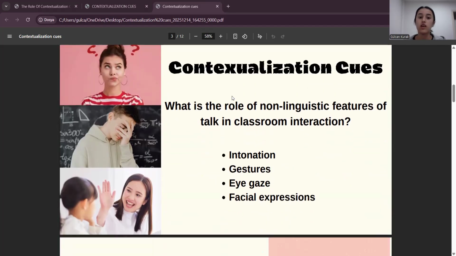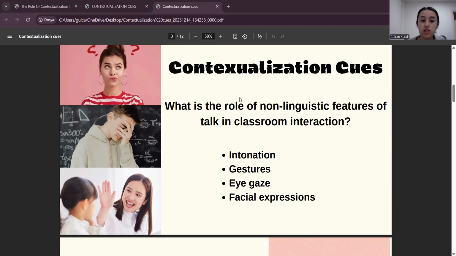So, first of all, contextualization cues. What are these cues? These are intonation, gestures, eye gaze, facial expressions, or maybe just raising a hand to answer a question. So what is the role of these non-linguistic features of talk in the classroom interaction? Actually, these cues help us to create meaning and shape the classroom interaction.